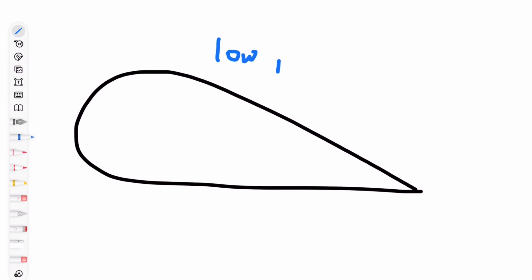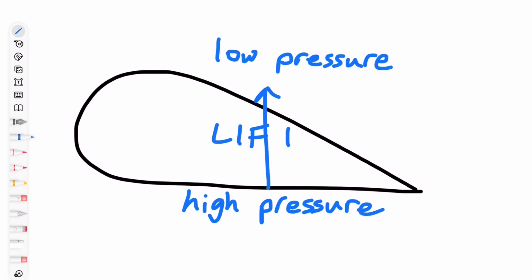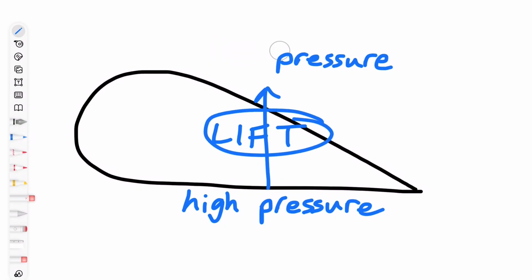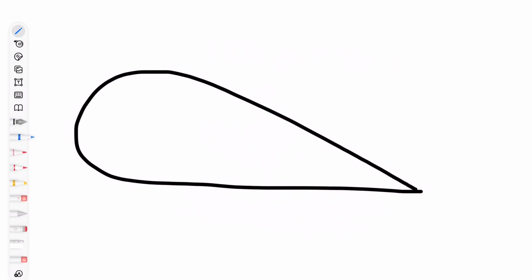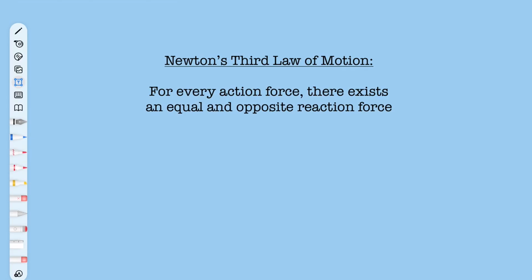In the last video, we learned how lift is generated by a difference in pressure above and below the wings of an aircraft. Today, we're going to tackle another way that lift is generated. What if I told you planes stay in the sky by pushing air down? This phenomenon follows Newton's third law of motion, which states that every action force has an equal and opposite reaction force.